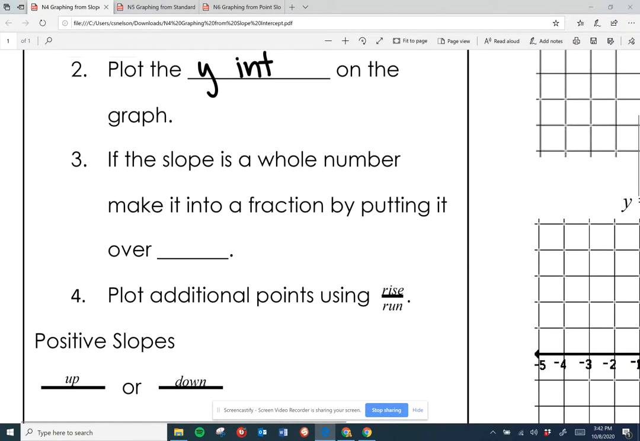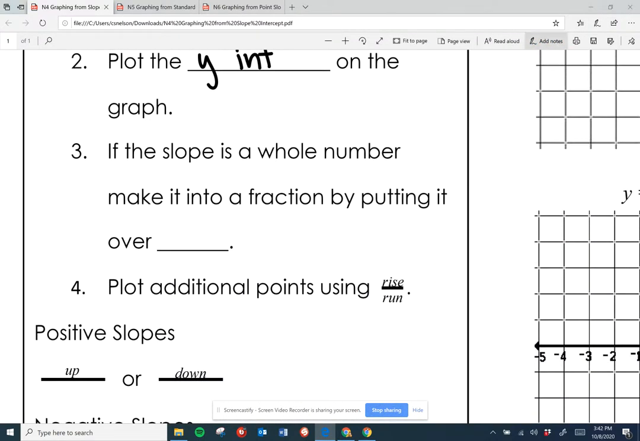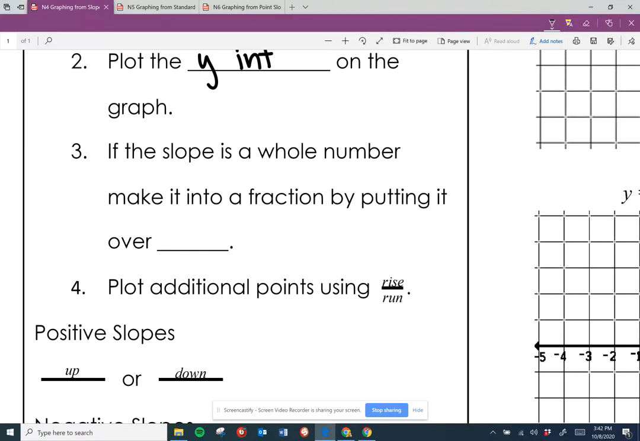If the slope is a whole number, you're going to need to make it into a fraction by putting it over the number 1. Okay, so for example, if we had a slope of 3, then we would change that and we would make it 3 over 1 in order to plot the additional points. And you plot the additional points using the rise over run pattern that we practiced when we got the slope from the graph.